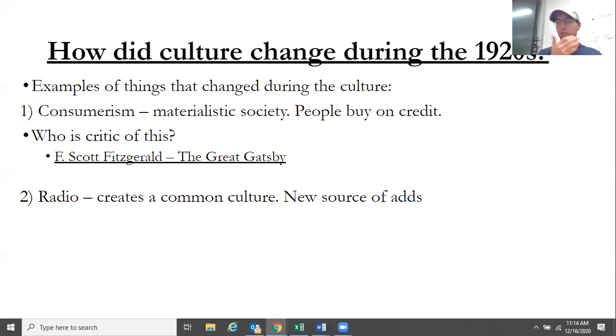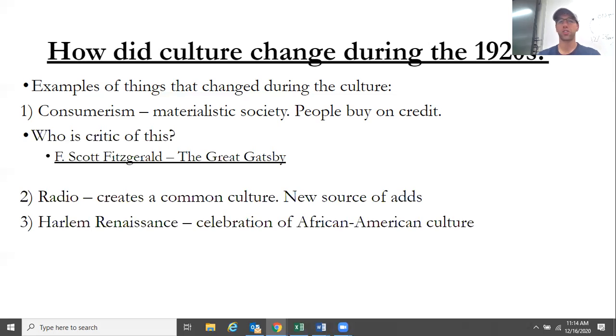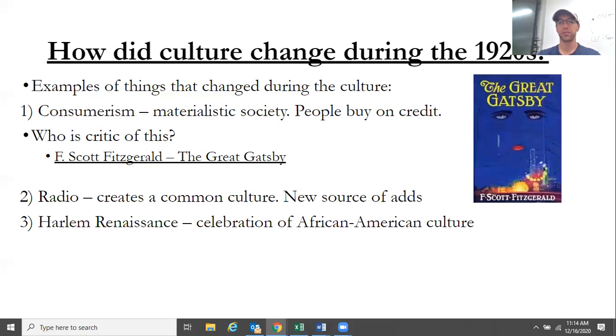Now, the radio is also going to change things. It's going to create a common culture, and it's also going to be a new source for advertisements. Again, these advertisements are going to be used to drive this consumerism. And then the final thing is the Harlem Renaissance. It's this massive celebration of African American culture through writing and through music. And you might want to add to this that jazz comes out of the Harlem Renaissance.